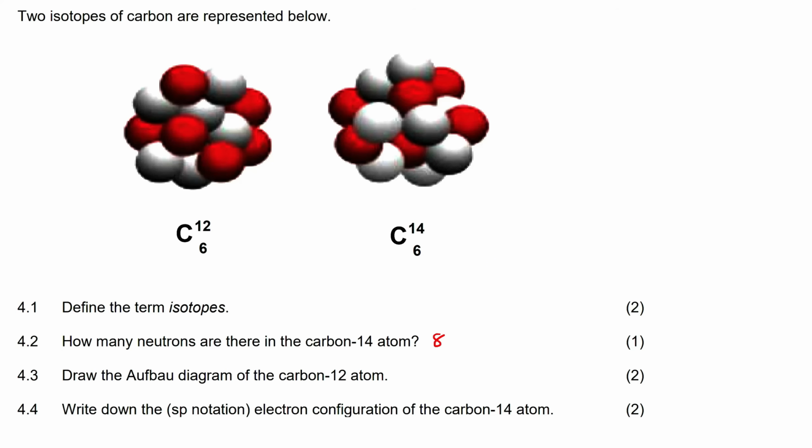To be able to draw an Aufbau diagram, you also need to be very good with electron configurations. You know, the thing that goes like 1s2, 2s2. So we need to talk a little bit about that, and then I'll also quickly talk about Aufbau, and then we'll complete this question. Oh, here they're also asking us in 4.4, write down the SP notation. That is the electron configuration. So we're going to tackle both of these at the same time.